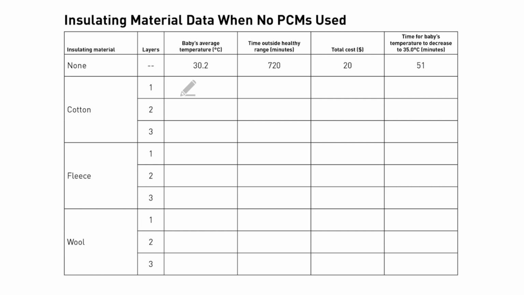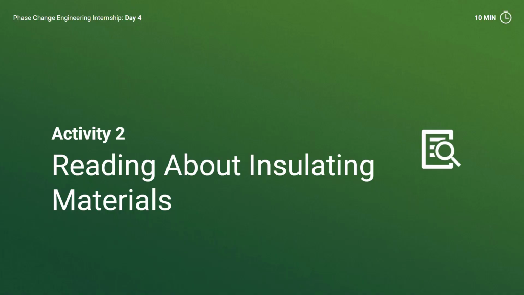You just did an in-depth investigation of how changes in an incubator structure, what PCMs and insulating materials are used, affect the incubator's function, or how well it keeps the baby warm. You use this information to begin creating your optimal incubator designs in the coming workdays. Keep thinking about the observations you made as you read about insulating materials and get ready to start your incubator designs. Activity 2, reading about insulating materials.